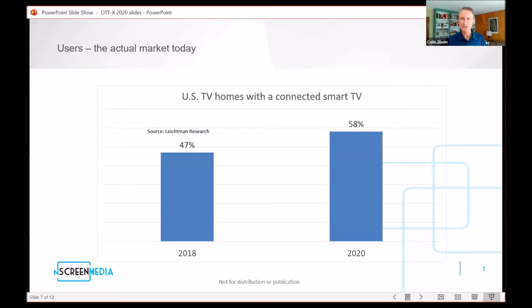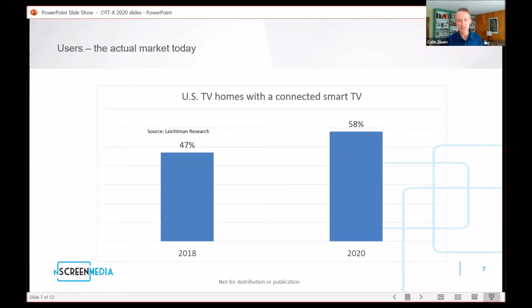Okay, so what does the actual market look like? How many people have gone to the trouble of actually connecting these darn things? Well, 58%, it says Leichtman. And look at the growth, pretty extraordinary growth over the last couple of years. It was just 47% back in 2018. Now it is 11 points higher at 58%, and that translates into about 70 million homes. And I've got to tell you, that is going to go higher.